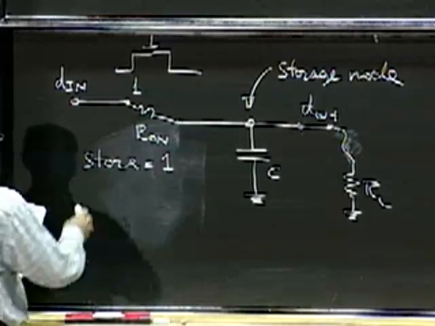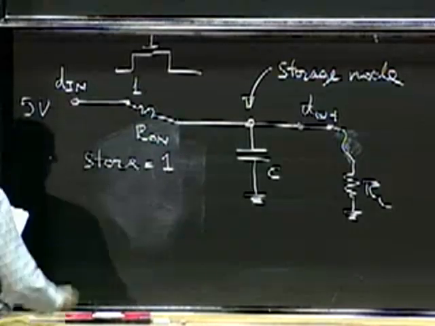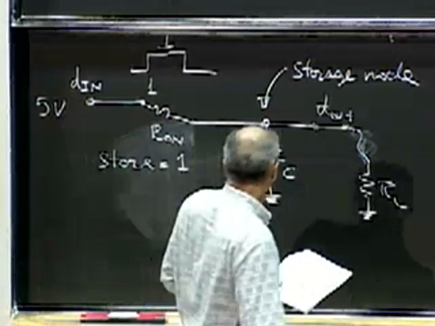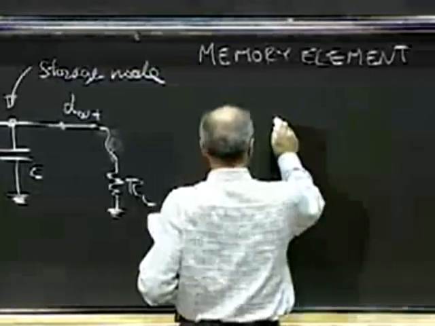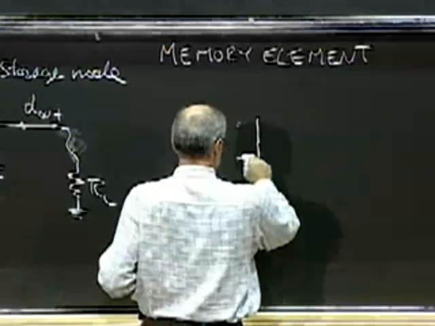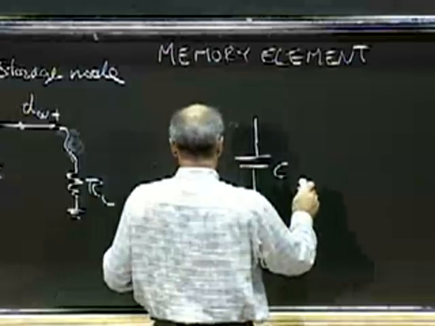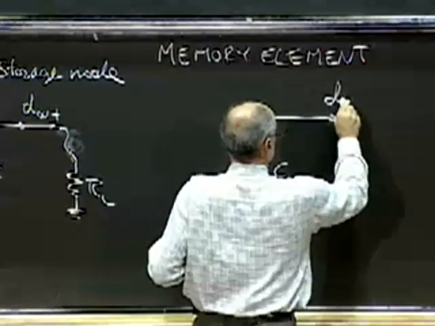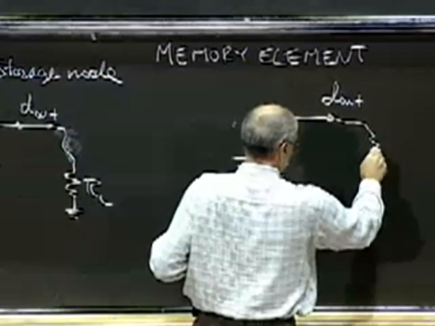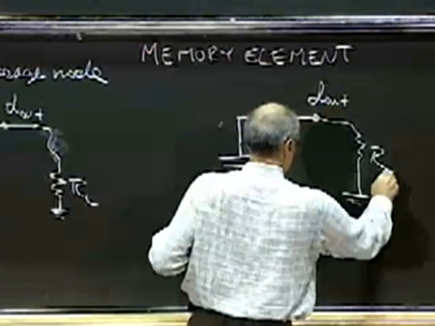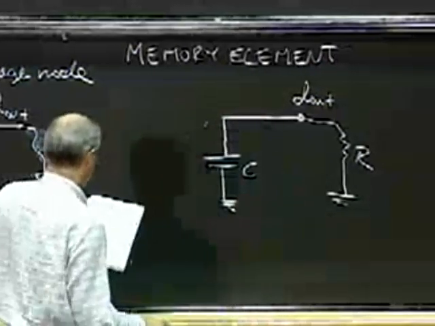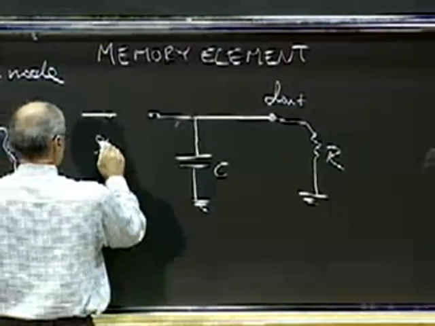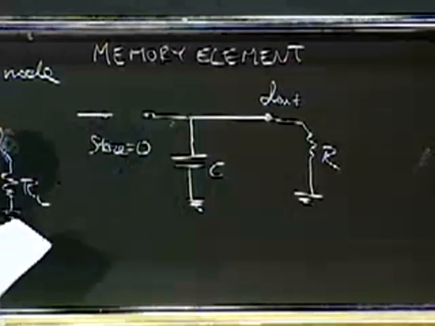For example, let's suppose that D in is 5 volts. Now, what is the situation for store equals 0? It's very simple. We have the capacitor, C, and the out, and here we have our resistance. The switch is open. This is the store equals 0 condition.